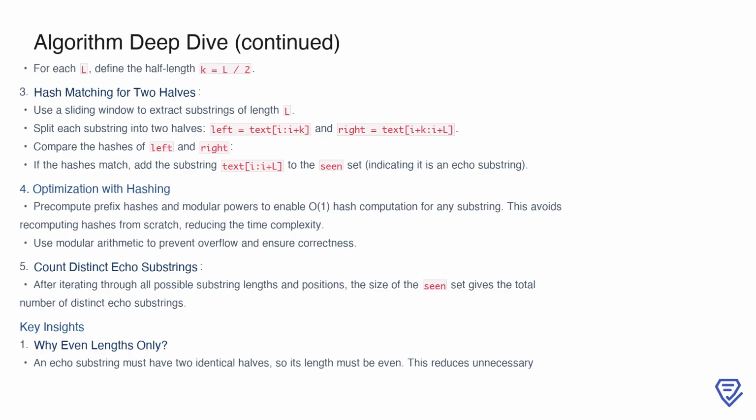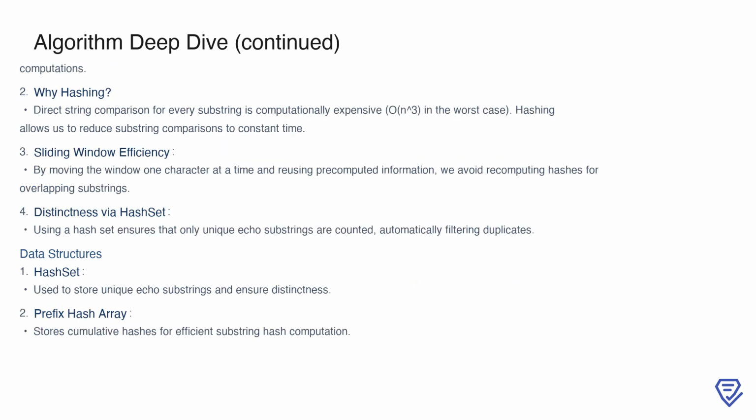To optimize this process, we rely on precomputed prefix hashes and modular powers to calculate hashes in constant time. This avoids the overhead of recalculating hashes for overlapping substrings repeatedly. By combining the sliding window with efficient hashing, we significantly reduce the computational cost compared to naive methods. The algorithm is designed for efficiency and correctness.